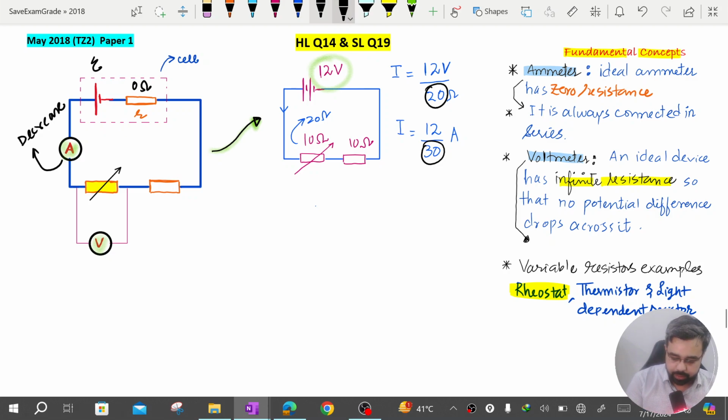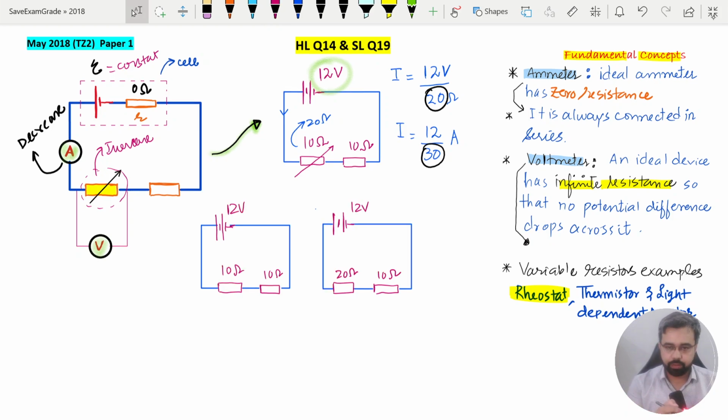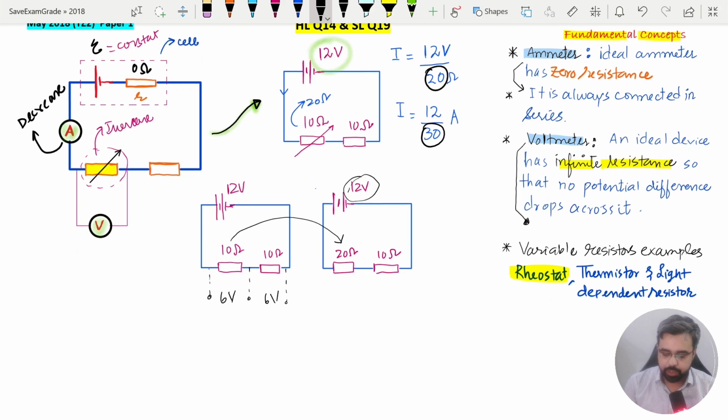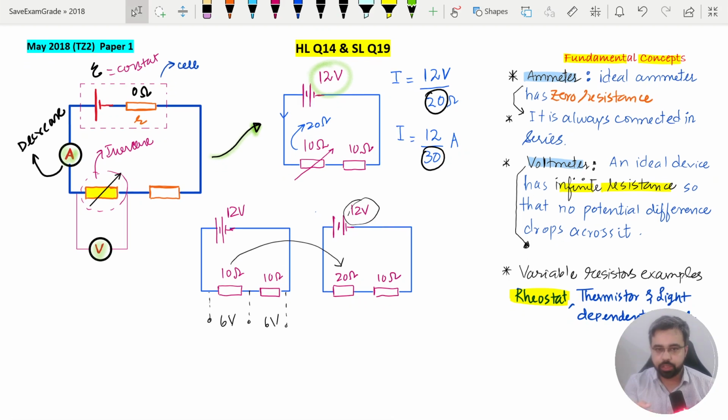As you know, this EMF is always constant, it will not change. It means that the voltage across this variable resistance will increase, because the sum of both voltages is constant. What I mean to say is, before increasing the resistance, when both resistances were equal, the 12 volt was divided in half, meaning 6 volt was dropping across each of its terminals. But when you increase from 10 ohms to 20 ohm, because this EMF is not going to change, the voltage will be proportionally divided.